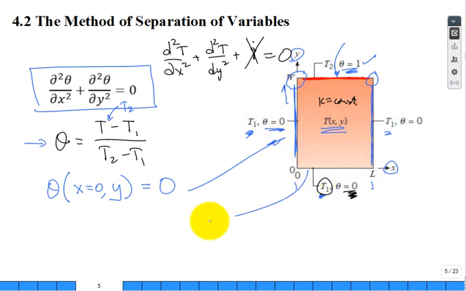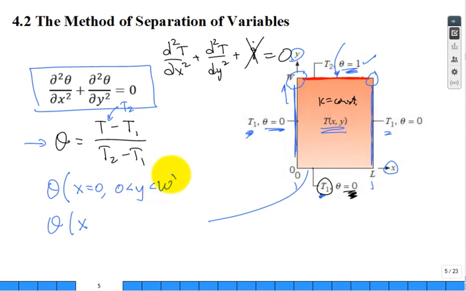And then how about this one? You say theta for any x. X goes between 0 and, maybe I should emphasize that up here, y goes between 0 and cap W. They never write it like that. They write it the way I showed you. Likewise here, x goes from 0 to L for y equal to 0, that's equal to 0.